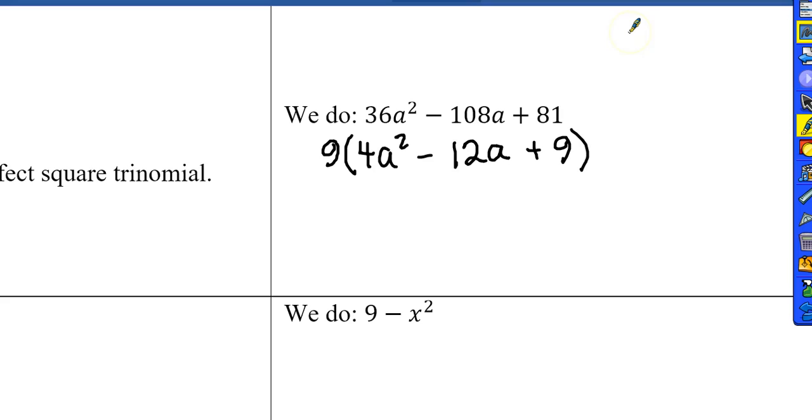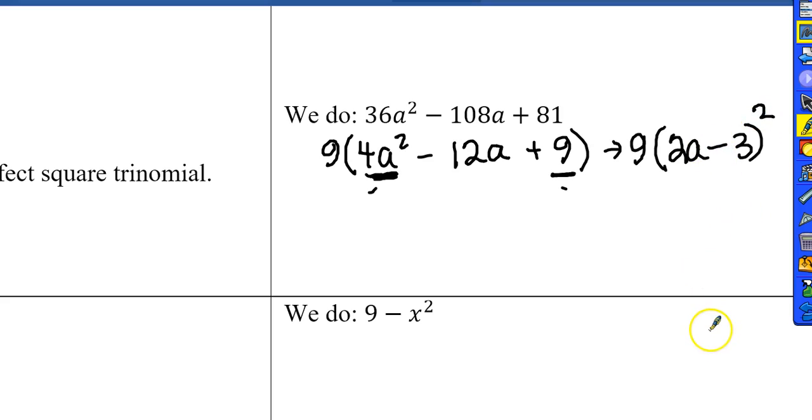And then we ask ourselves, is it still a perfect square trinomial? Is this a perfect square? Is this a perfect square? And this would be 2 and 3. And 2 times 3 is 6. 6 times 2 is 12. Yeah, I think so. So I think we could say that the answer is 9 times 2a. Shall I use minus or plus? You betcha. And it's factored.